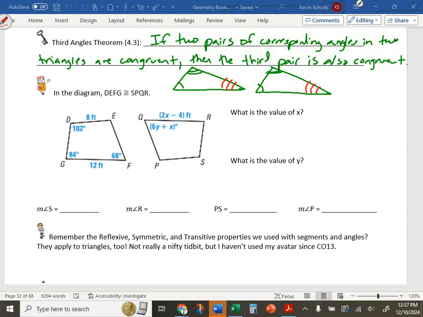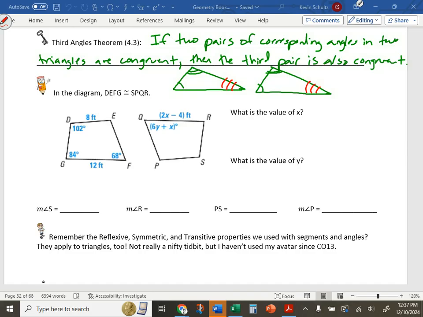Okay, so this is your congruency statement, and this is how you read it. It says in the diagram, DEFG is congruent to SPQR. Now, when shapes are rotated and flipped and whatever else like this, it can be hard to tell what angles match up. The congruency statement tells you everything, right?